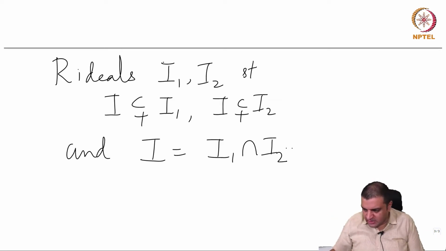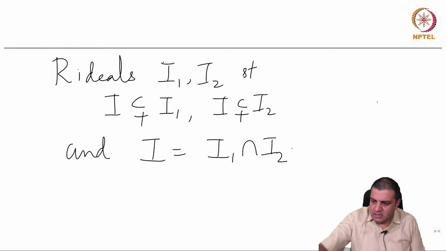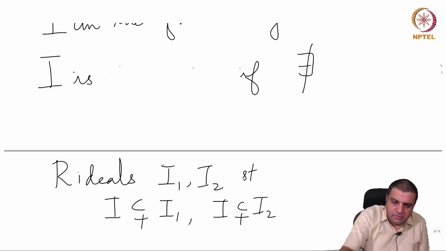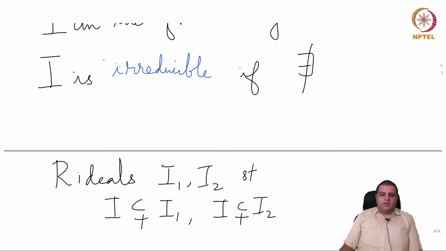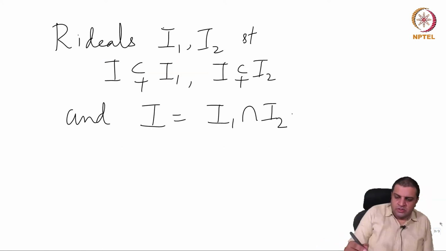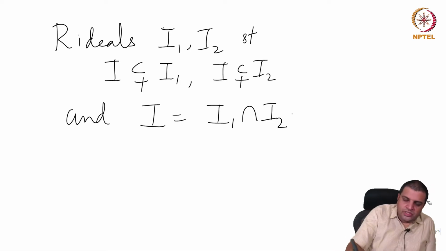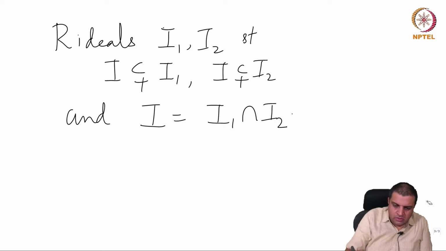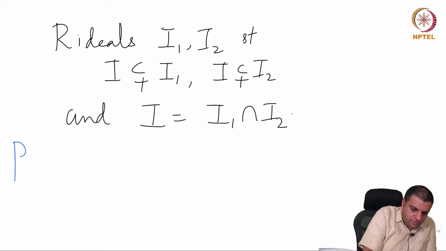And if there is no such decomposition of I, then we say that I is irreducible. Sorry, we're just defining this term. I is irreducible if there does not exist such a decomposition. So this is an important notion. It sort of generalizes the notion that we just talked about for spec.